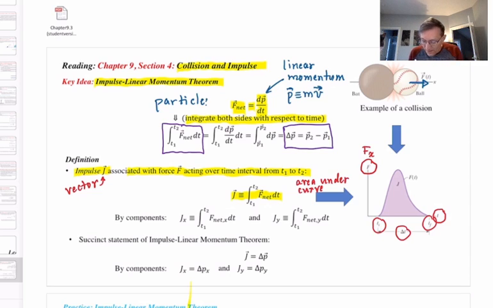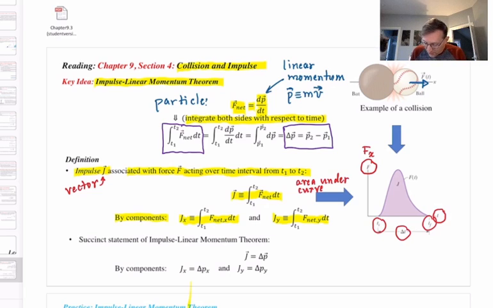Now, we really ought to think of it by components because force is a vector. So the integral of force dt is still a vector, and J is a vector. So really, you ought to talk about the x component of the impulse. That would be the integral of the x component of the net force dt from T1 to T2. And if there is a y component of the net force, you can talk about a y component of the impulse: integrate the y component of the net force dt from T1 to T2.